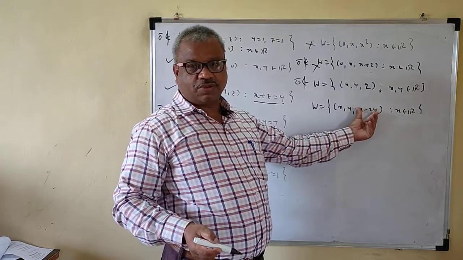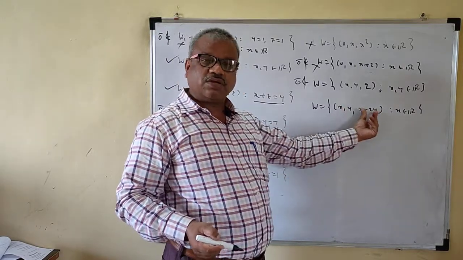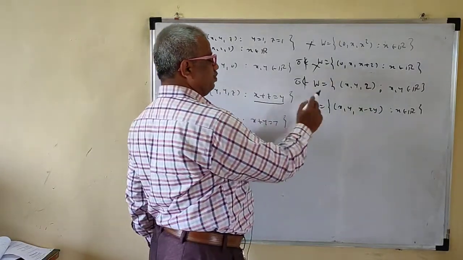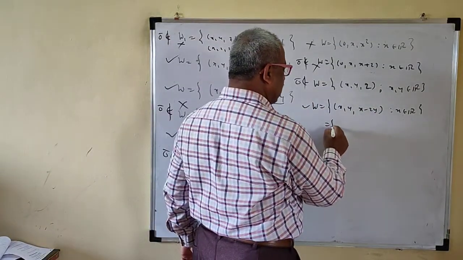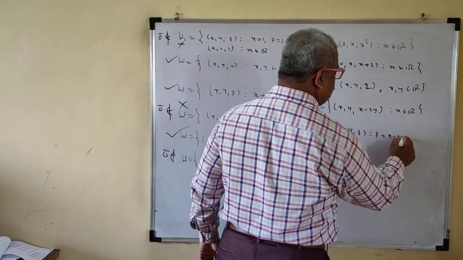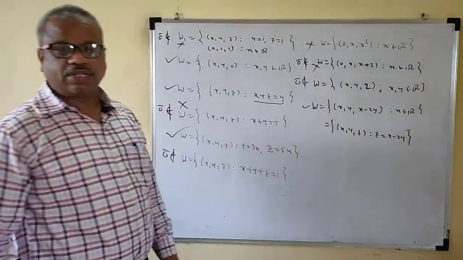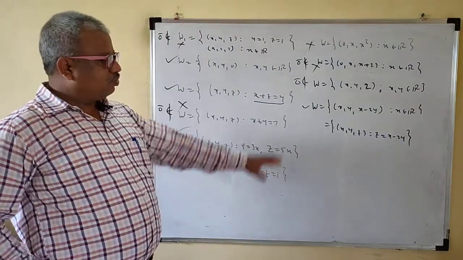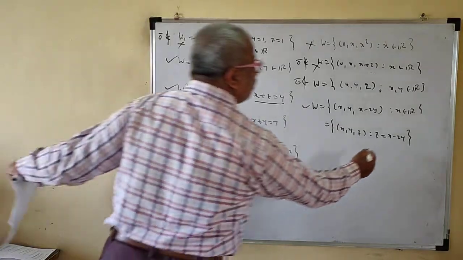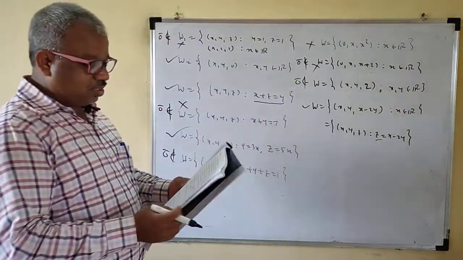Now this is x, y. This is x minus twice y, so this is a linear equation in terms of x and y. So it is a subspace. This set is also like this: x, y, z such that z is equal to x minus twice y. So this is a subspace, because this is a plane passing through the origin.